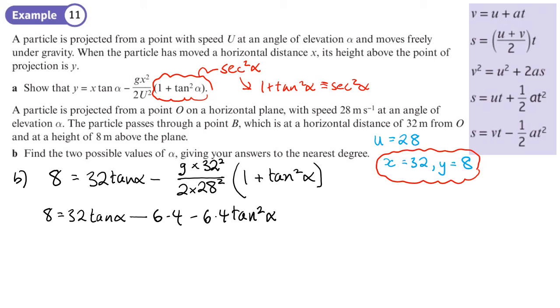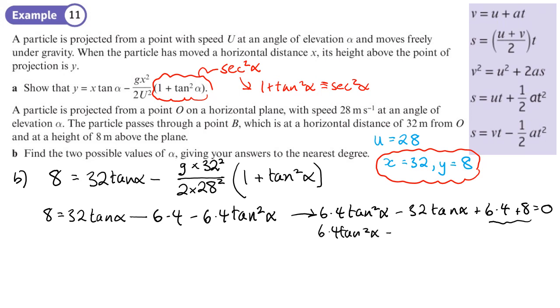So this is a quadratic we want to solve, so I'm going to rearrange that. So I have 6.4 tan squared alpha minus 32 tan alpha and plus 6.4 plus the 8 equals 0. So let's put those together. 6.4 tan squared alpha minus 32 tan alpha, and 6.4 plus 8 is going to be 14.4. Now, like a previous example, I'm not going to try and factorize that.